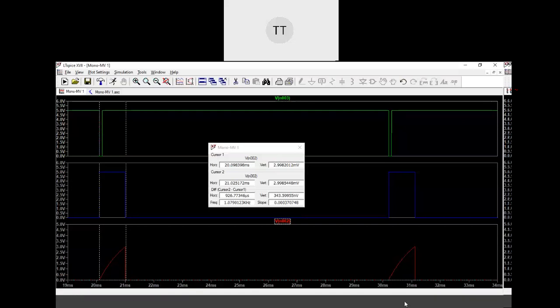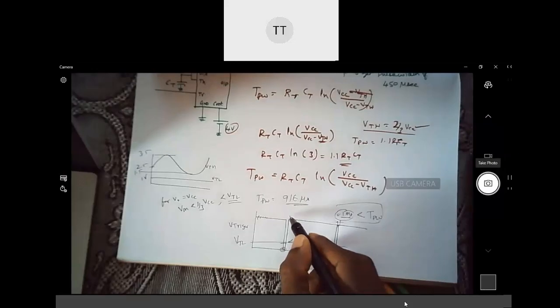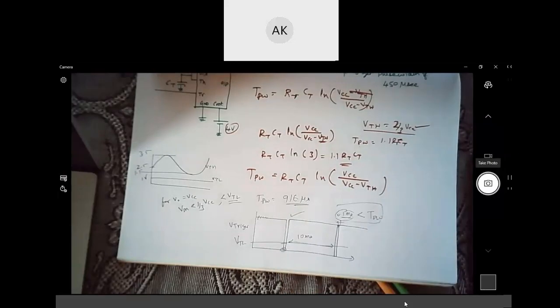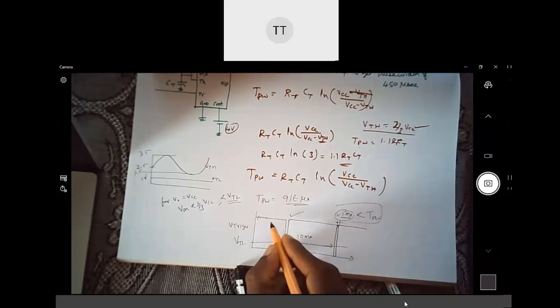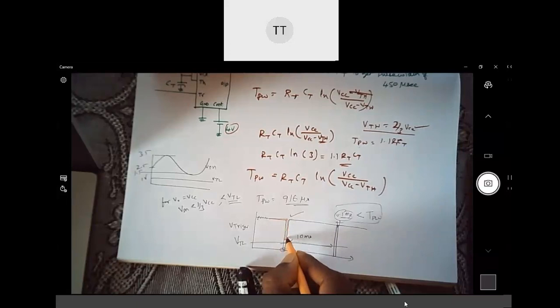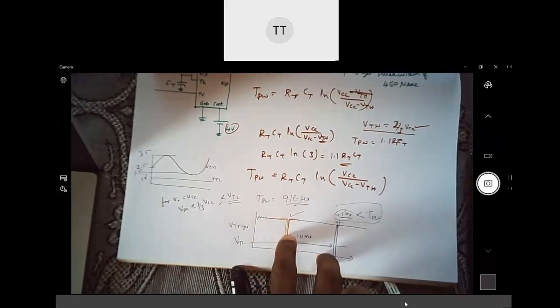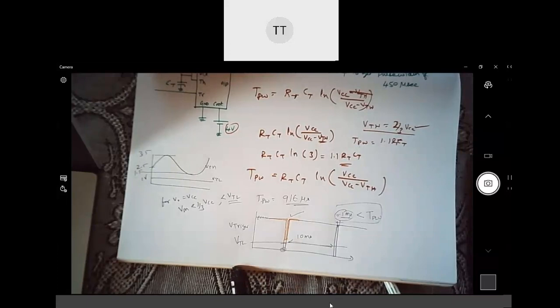What I want to say is, is this a valid trigger signal now? Because the off time is lesser than the pulse width, and this is going below VTL. What we'll do is make the waveform go like this. Let me slightly modify the input signal so that I will not allow it to go below VTL. How do I do that?